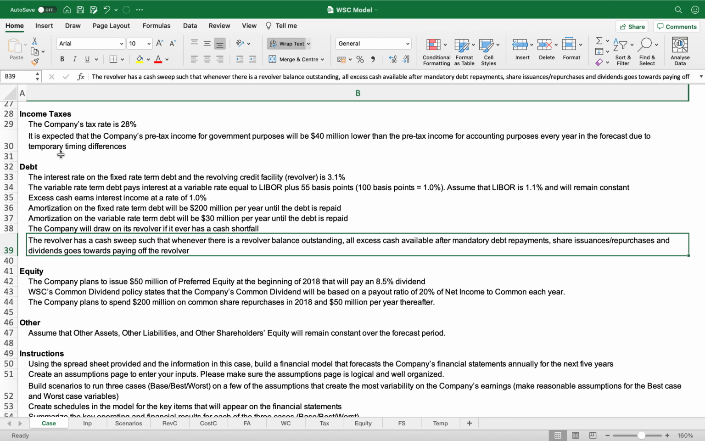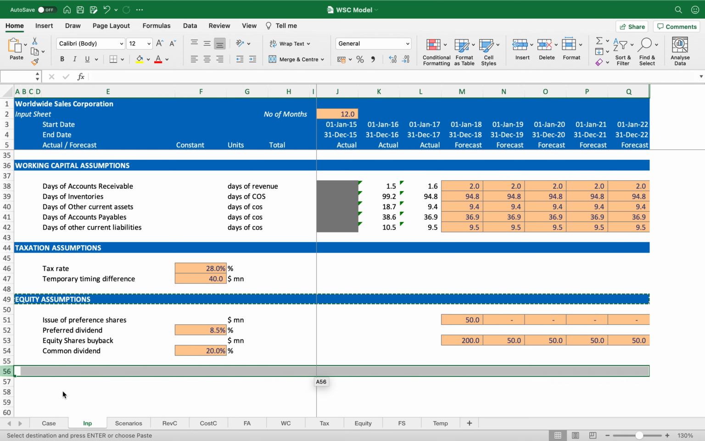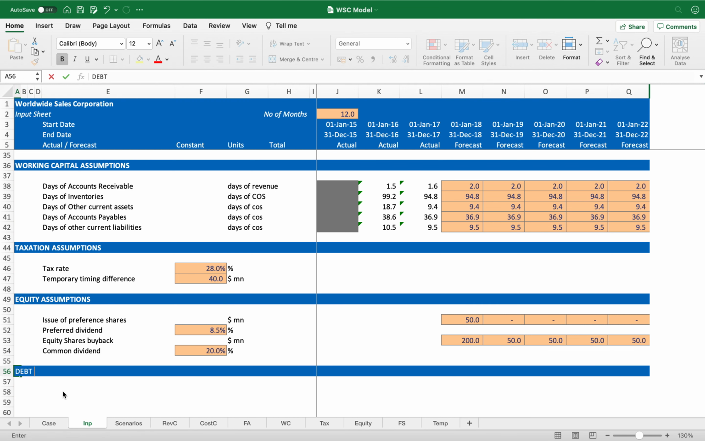That means whenever the revolver has an outstanding balance, that means you are yet to pay on your revolver facility. Then if you have excess cash, the first thing that you will pay off is the revolver facility. Okay, fair enough. So that's my debt assumptions. Before we dive into the computations, let's bring these debt assumptions to our input sheet. So go to the input sheet, have a next segment of debt assumptions.